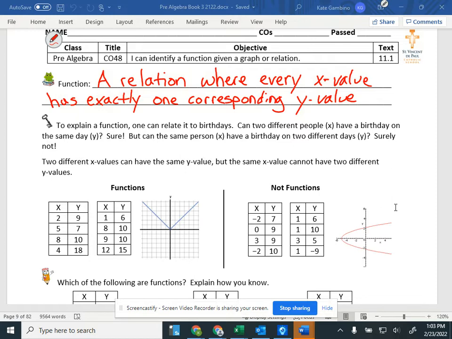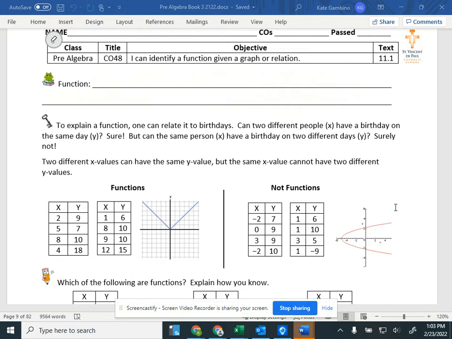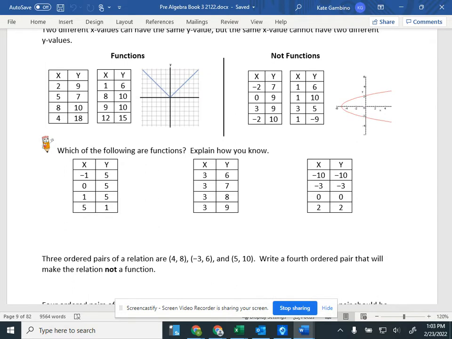So to know that it's a function, let me make sure I'm saying this right. There's only one y value. Okay, so let's look at these graphs that we have. Two different x values can have the same y value, but the same x value cannot have two different y values.